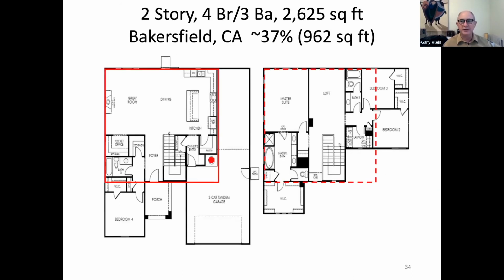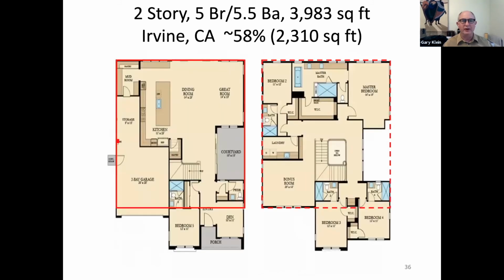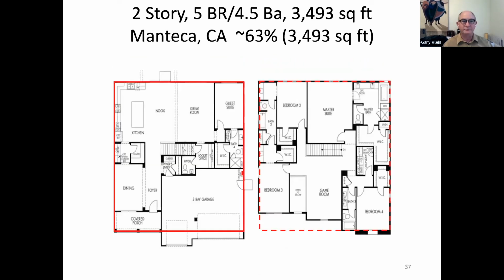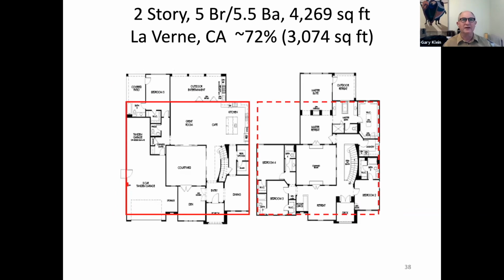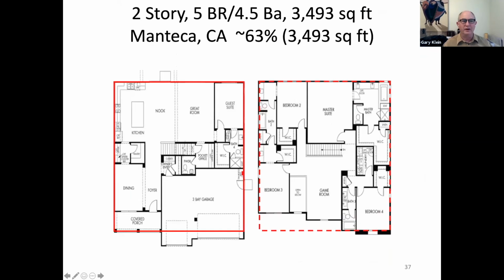Now, 2-story floor plans doing the same thing. The logical worst case, if you remember, is 50%. This is showing you 37%, 51%. We broke the barrier. 58%, 63%, 72%.